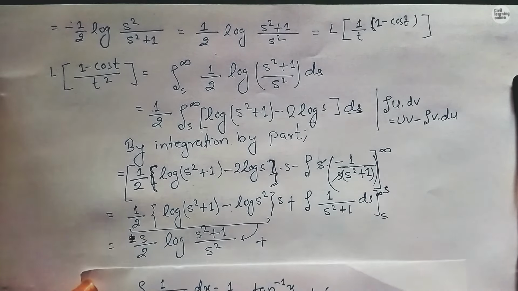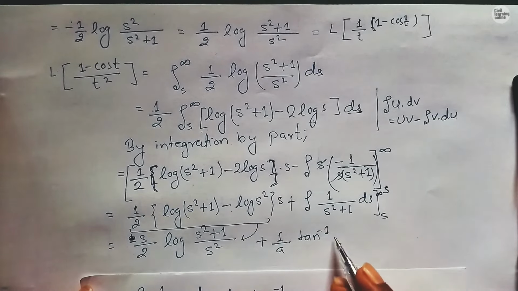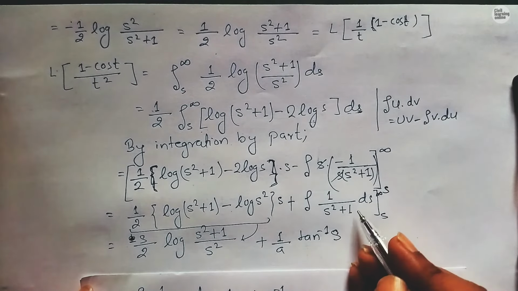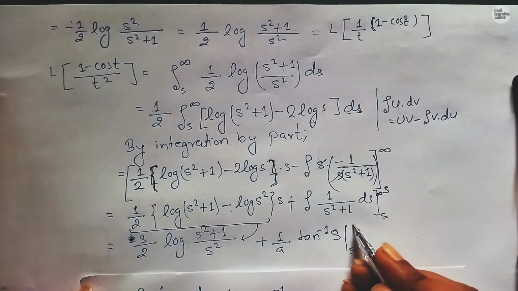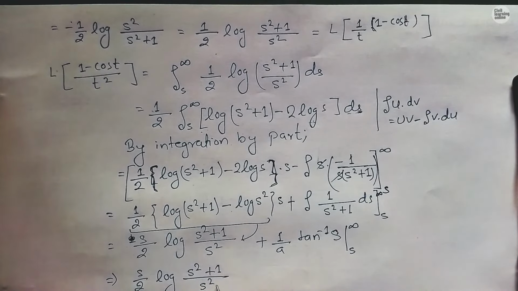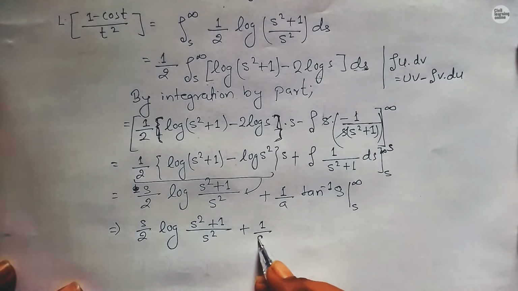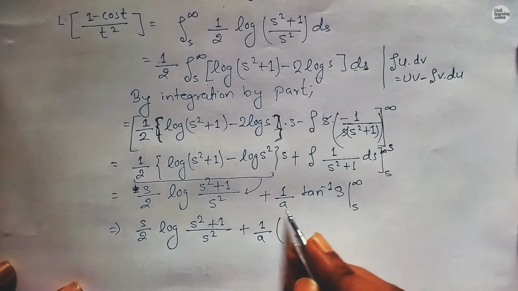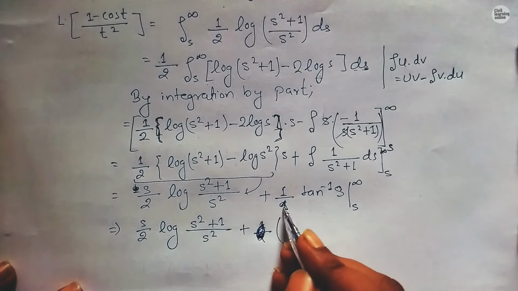So we can see that we have to integrate this, and this is in the form of this, so we will have here 1 upon a tan inverse s upon a, in place of a we have 1, so tan inverse s, and we have to put the limit from s to infinity. So tan inverse infinity is pi by 2, so we will have here s upon 2 log (s square plus 1 upon s square) plus 1 upon a times, in place of a we have 1, so this is 1, so we do not need to rewrite it. Okay, this is from the formula.